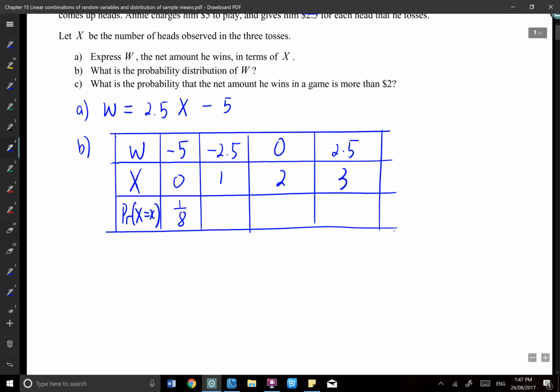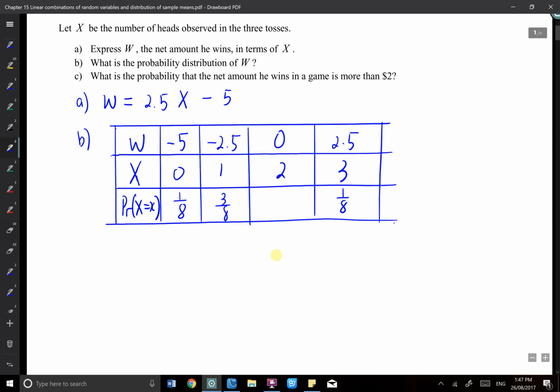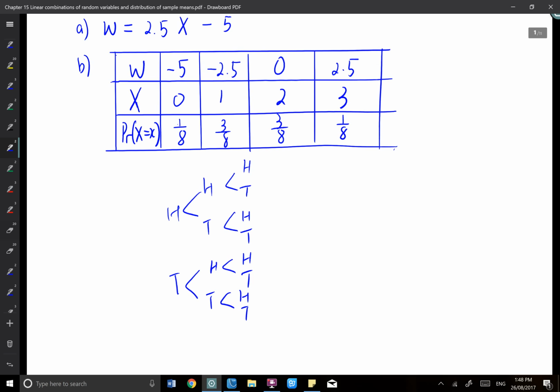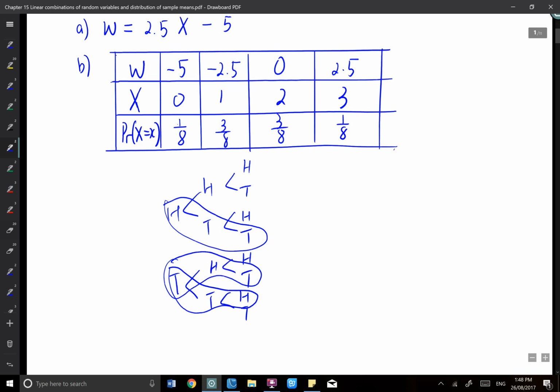What's the probability you get 3 heads? And what's the probability you get 1 head and 2 heads? Well, that question appeared again and again. So it's the tree diagram: head, tail, head, tail, and so on. And you want how many? 1 head. 1 head here, 1 head here, and 1 head here. And this one is 2 heads, 2 heads, and 2 heads. So 3 on 8, 3 on 8.